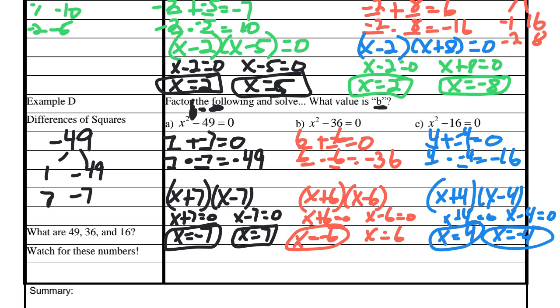Okay, the reason why these are special or different is because 49, 36, 16 are what we call perfect squares, which just means that you're going to get the same answer with opposite signs. So it would be 7 and negative 7, 6 and negative 6, 4 and negative 4. So whenever your b value is 0, look for these numbers.